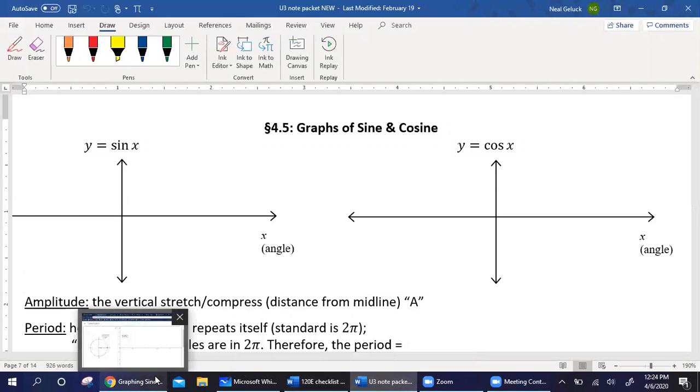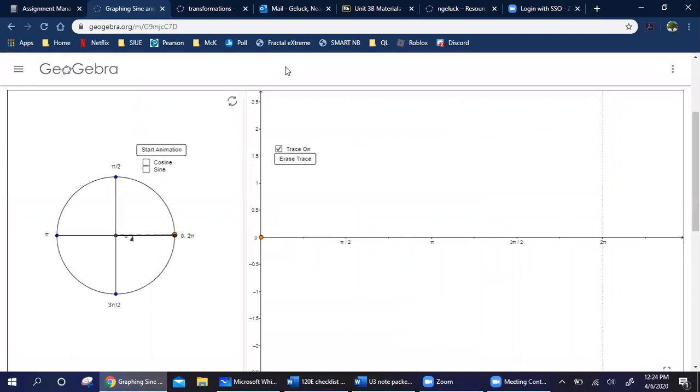I've made a link on Blackboard to this GeoGebra file, but I want to just show you a little bit about how these look, and then we'll graph them a little better. So we're going to start off with sine. So this app here actually does a good job of comparing the unit circle to what actually happens.